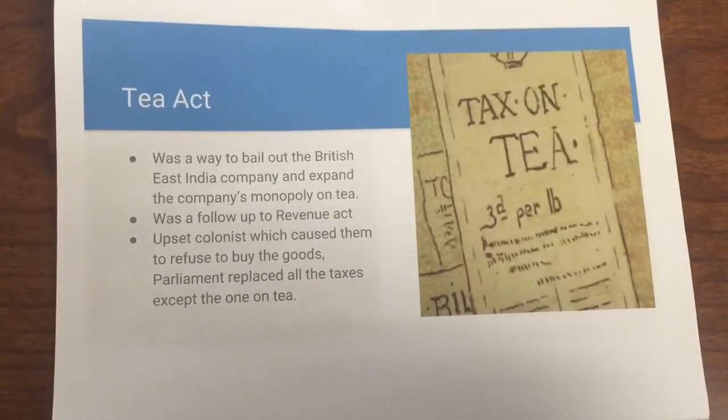The Tea Act was a way to bail out the British East India Company and expand the company's monopoly on tea. It was a follow-up to the Revenue Act that set a tax on tea, paint, paper, lead, and glass. This upset the colonists, which caused them to refuse to buy goods. Parliament replaced all the taxes except the one on tea.